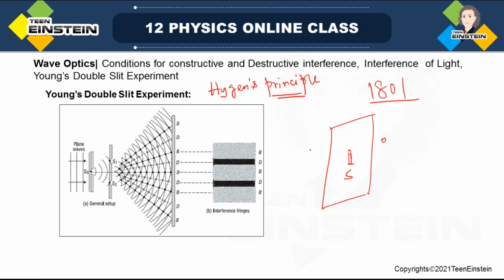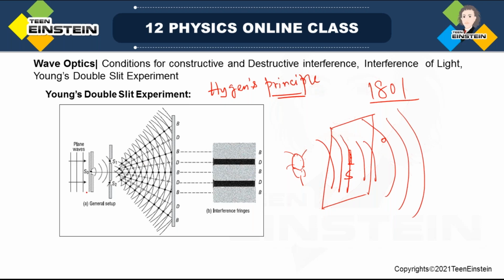So when the light waves from any source come as a plane wave, or if you take a bulb, approximately, light will be passing through this as a spherical wave front, and then they will spread like this from the source. So this is called first slit S0, or source S0.